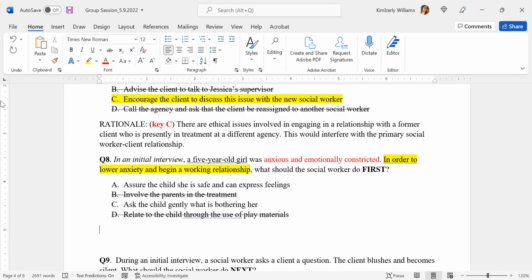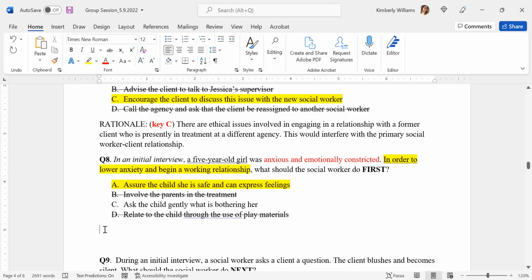I would say assure the child that she is safe and can express her feelings. Anybody else? I agree. I agree too. Okay. Well, y'all all agreed wrong, unfortunately. And this one is going to shake y'all up.